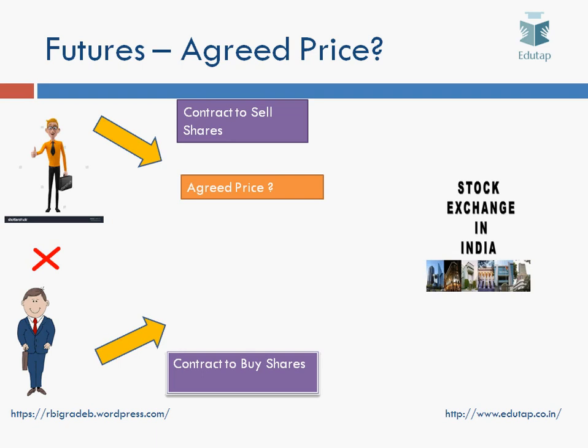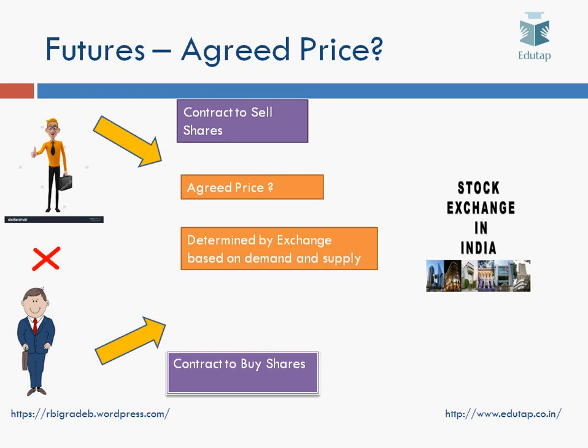But on the other hand, if there are fewer people who want to sell shares in future, but there are more people like Sham who want to buy shares in future, the price at which they can sell based on demand and supply would be more. So entirely the price would be determined by the exchange depending upon the demand and supply.